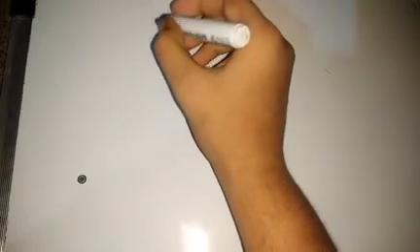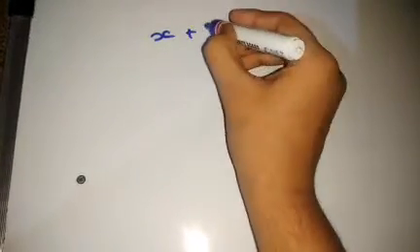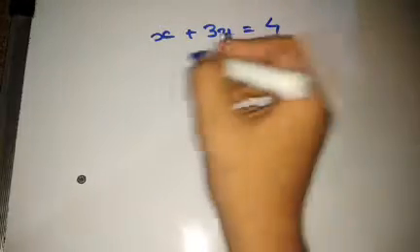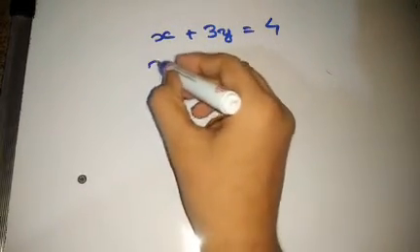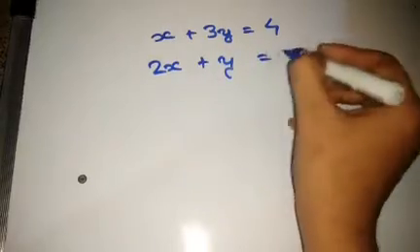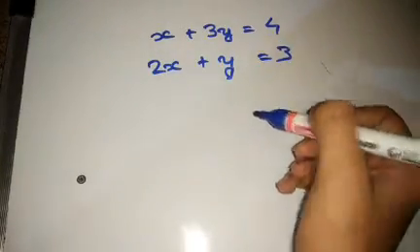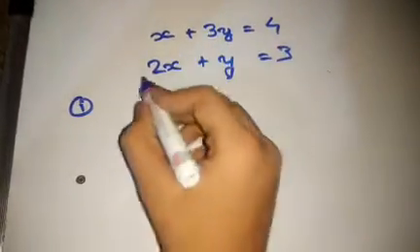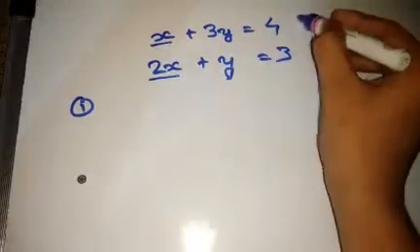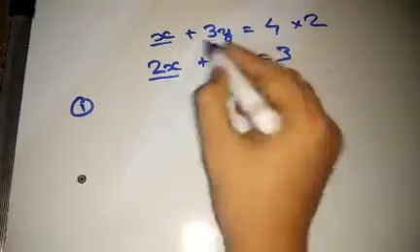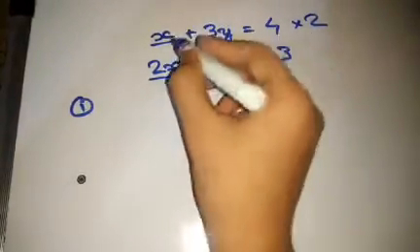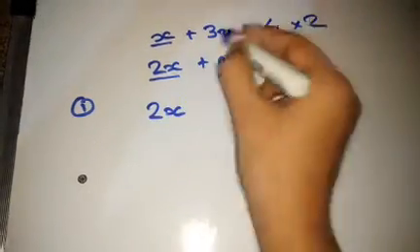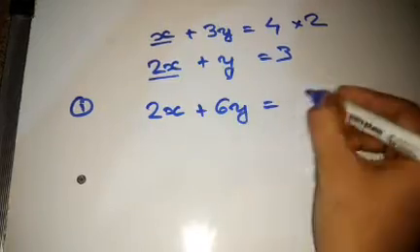I think the two variable concept is still not that clear, so we are taking one more example to give you an explanation of two variables. x plus 3y is equal to 4, and the second equation is 2x plus y equal to 3. The first step is to make the variables equal. Here is 2x, here is x, so we are multiplying by 2. On multiplying, you have to multiply this 2 in the whole equation. So the multiplication will be 2x, 2 3s are 6y, and 2 4s are 8.